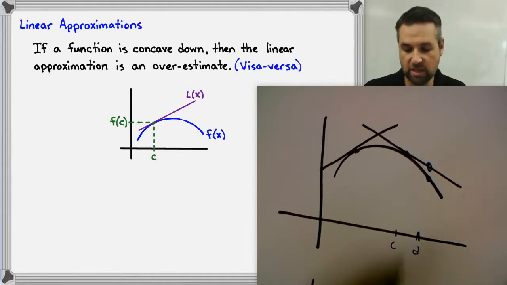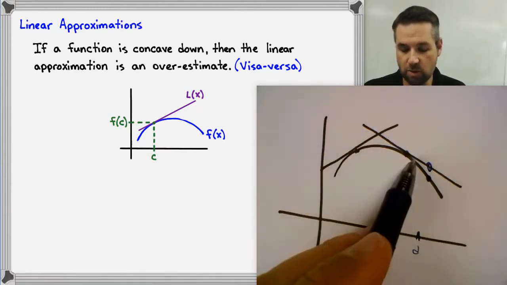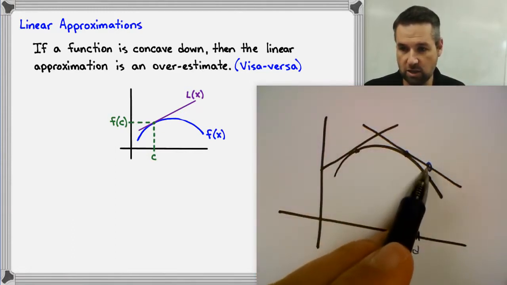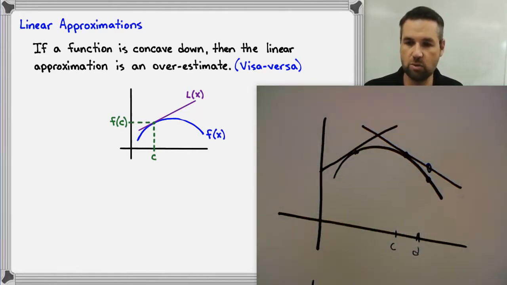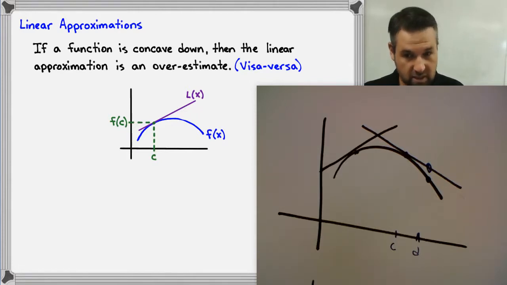Well, in this case, we can see that the tangent line is above, so we can see that our estimation on our tangent line is above the actual value of the function. And the reason it's above is based on its concavity. So now let's get into what I was going to say here.